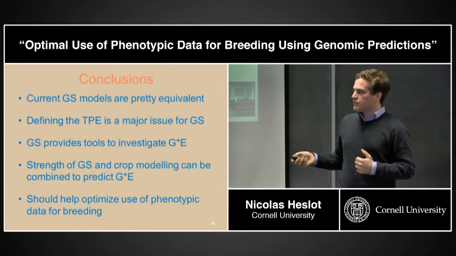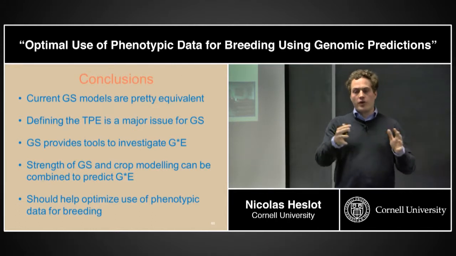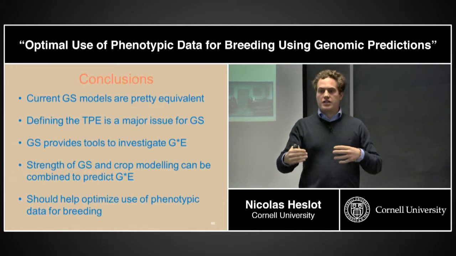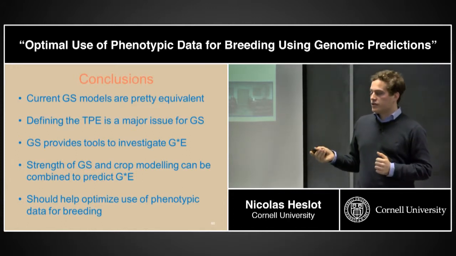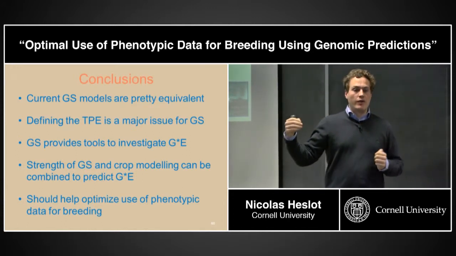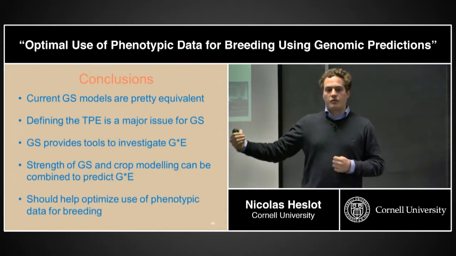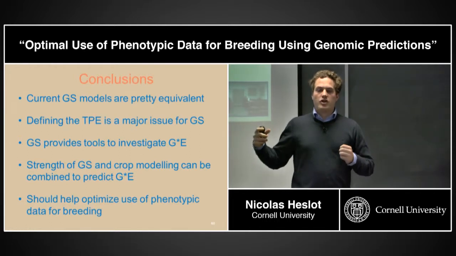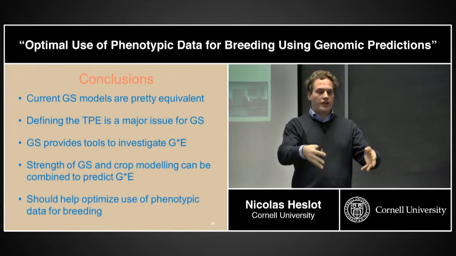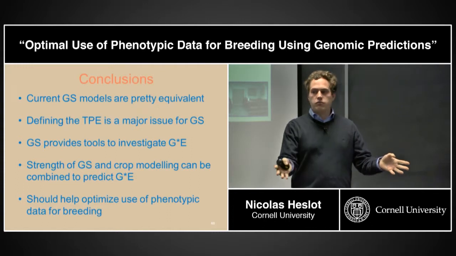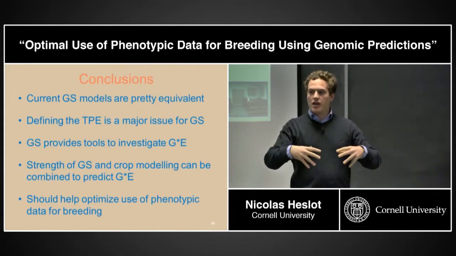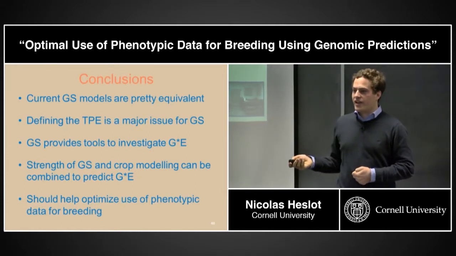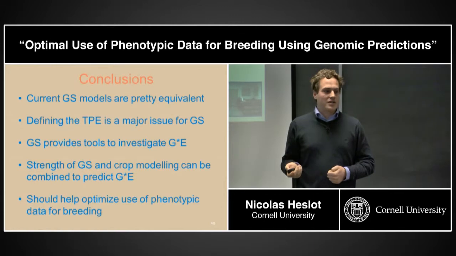And also that we can combine the strengths of genomic selection and crop modeling to predict G/E and explore phenotyping strategies and breeding strategies. I think overall it should help optimize the use of phenotypic data for breeding, which makes it really exciting to be a plant breeder, because as marker data get cheaper, the most valuable part of what's happening in the breeding program is the phenotype, which means that the breeders are again back at the center of what's happening, which really makes it a great time to be doing plant research and plant breeding, more than being in the lab generating markers, basically.